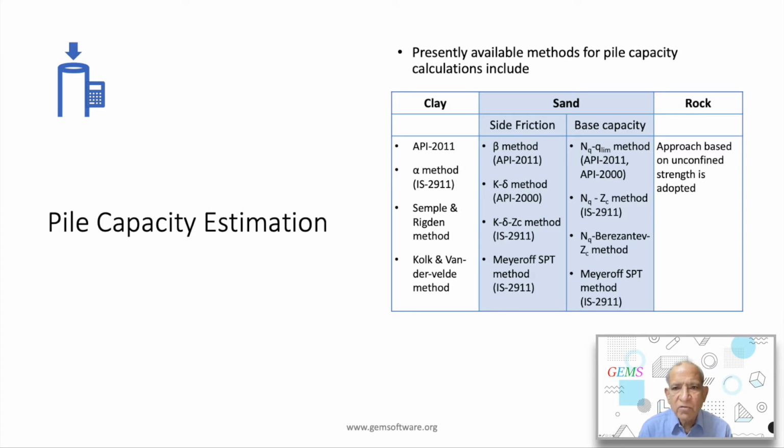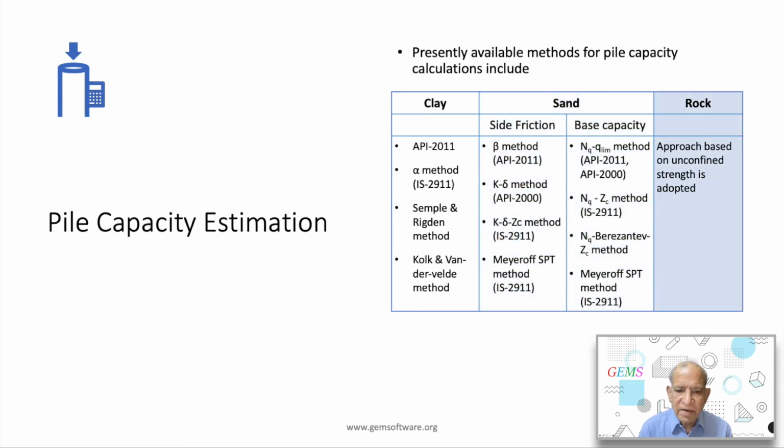Values of NQ may be directly given by the user as in the API method along with a limiting value. In the IS method, NQ is based on the NQ-phi curve along with a critical depth factor ZC to limit the vertical stress. Berezantsev's bearing capacity factor for NQ along with the value of ZC may also be used. Meyerhof SPT method based on the N value in the founding layer is also available.